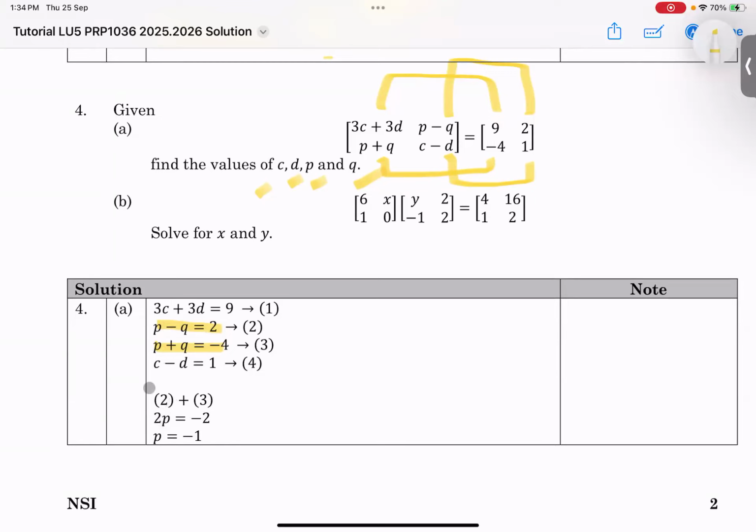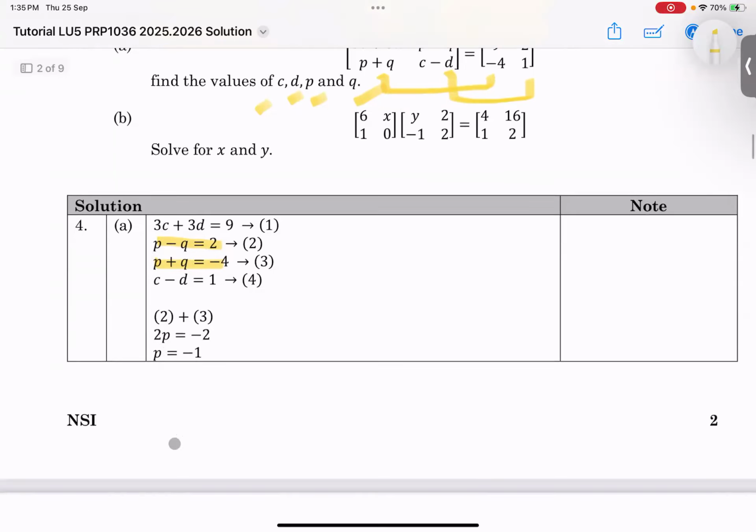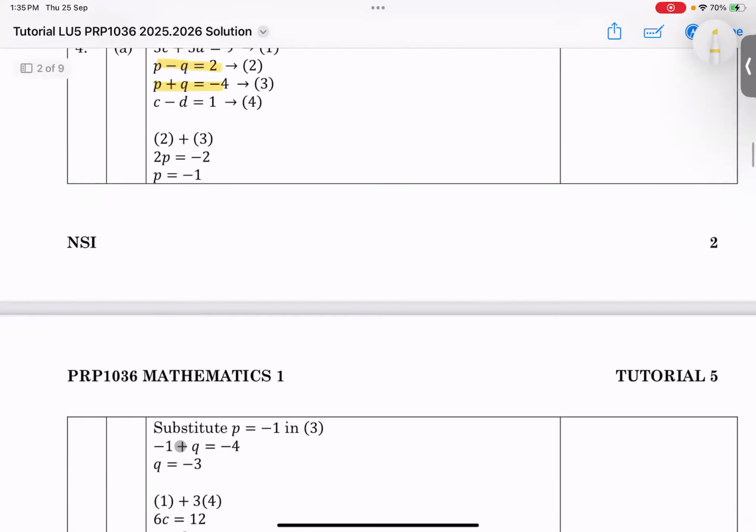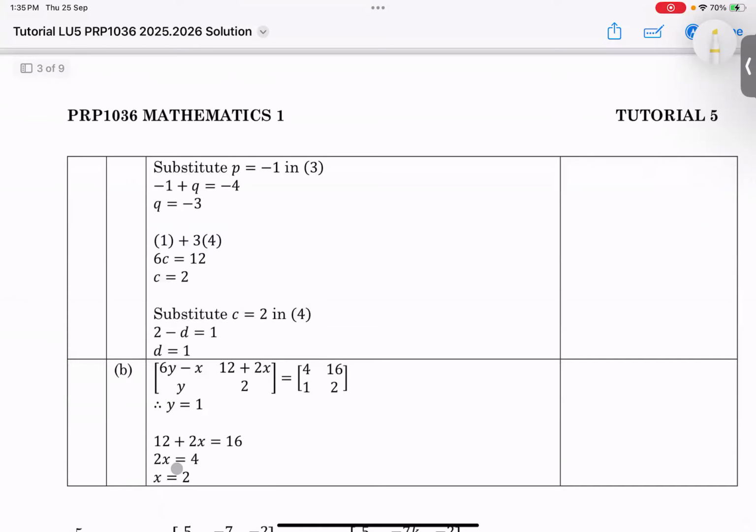You also can use substitution. It's really up to you. So the most important key is to find the first value first. After you find the first value, you can proceed to find the rest of the values by substituting into the equation. Then you find your Q is equal to -3, and then you find your C is equal to 2, and then you start to substitute, and D is equal to 1. Okay, as long as you find one, it's getting easier for you to look for the rest of it.